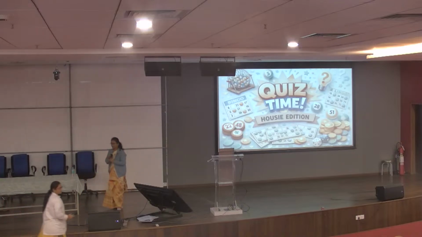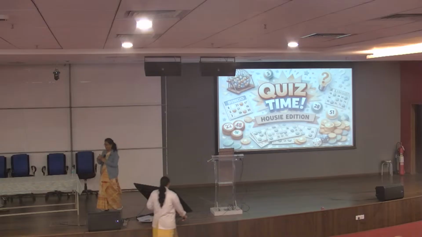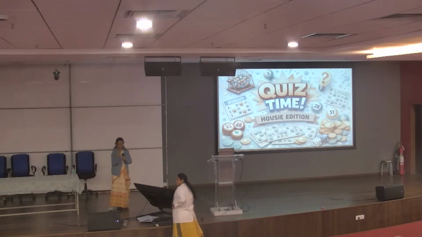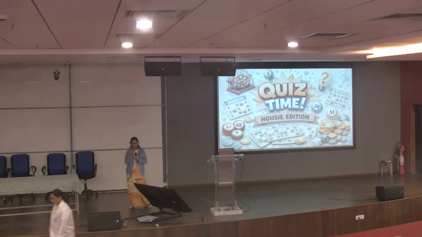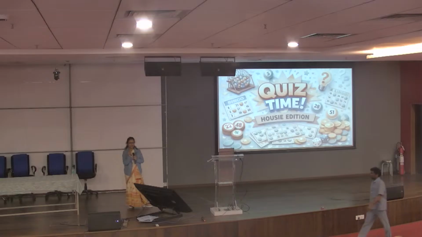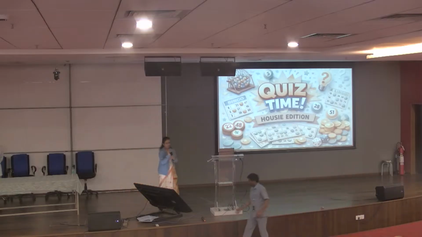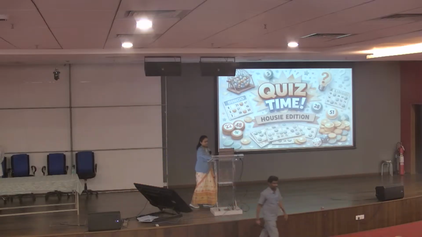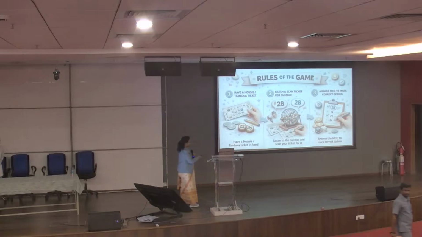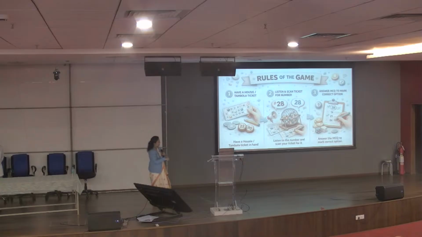So in this session, Dr. Ravi Teja would help me with the tokens. Like in Housey, we all know, we pick a token and that token is one number, right? And then we do the marking. Similarly, in our game, we have some rules. You all have the ticket right now, correct? Then he will be picking up a number. You have to listen carefully and look for that number if it is there on a ticket or not.